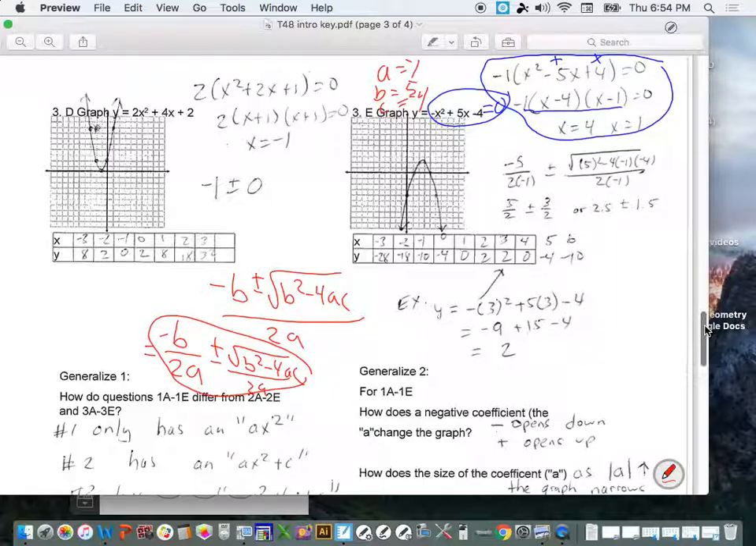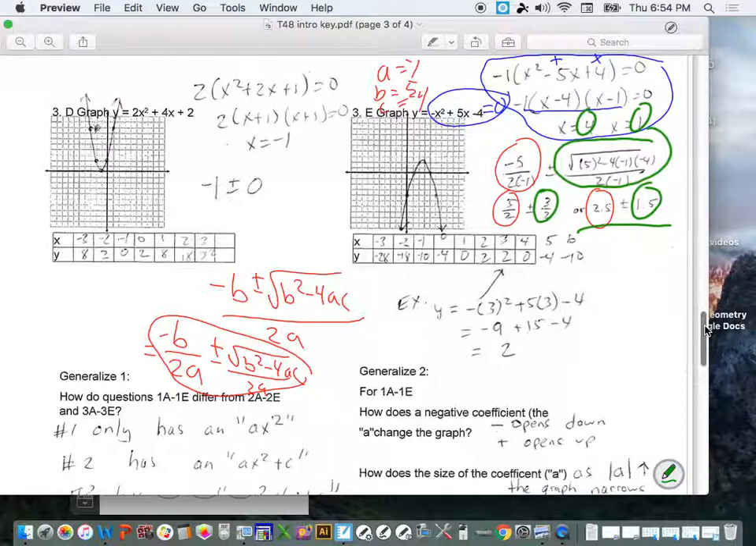The reason I did that is so you could see what's going on there. When you do that, the negative b over 2a ends up becoming 5/2, which is 2.5. The square root of b squared minus 4ac all over 2a ends up being 3/2, or 1.5. So the 2.5 plus 1.5 gives you the 4. The 2.5 minus 1.5 gives you the 1. Those are your 2 solutions.